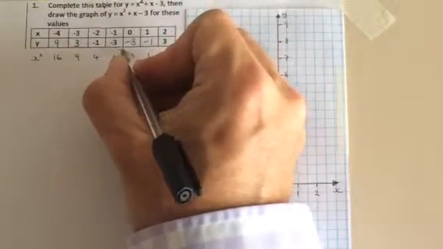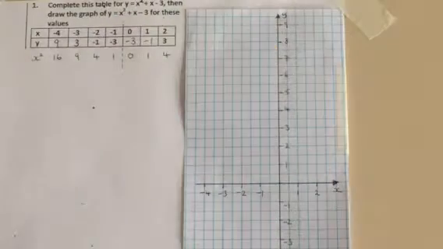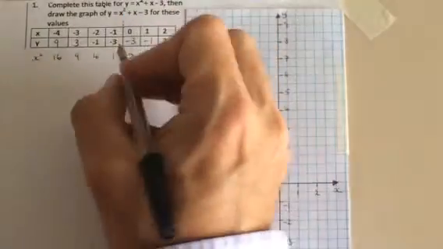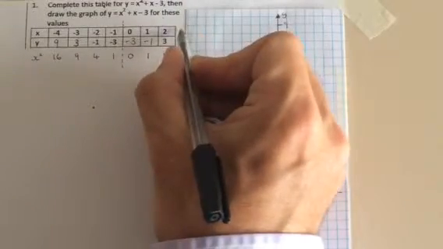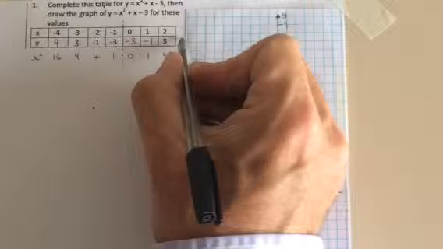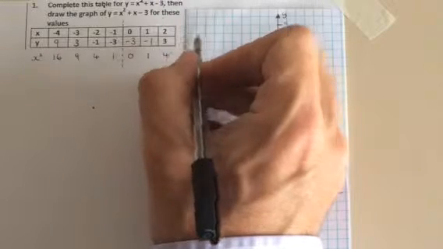Now, a couple of things to notice here. You'll notice that if I draw a dashed line there, then we've actually got symmetry in that line. Minus 3, minus 1, 3, and if we carried on there would also be a 9 there. And that's always going to be true of quadratic graphs. Okay, that's an important point.